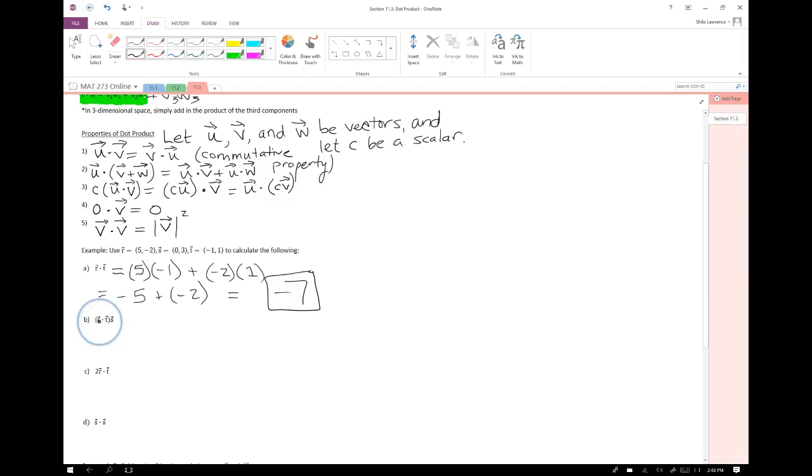For the next one, we want to do r dotted with t, times s. Well, we've already calculated r dot t to be -7. So this is the same as -7 times s. And that's really just a scalar multiplication. So all we have to do is distribute -7 into the components of our s vector. So we're going to do -7 scalar multiplied with 0, 3. And we'll do -7 times 0, -7 times 3. We get 0, -21.